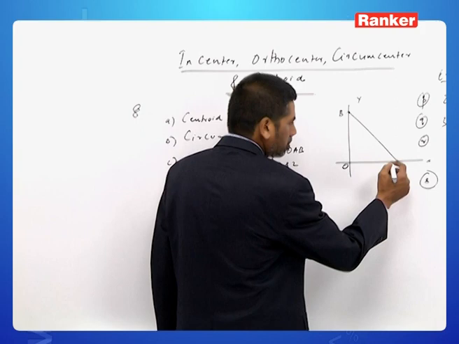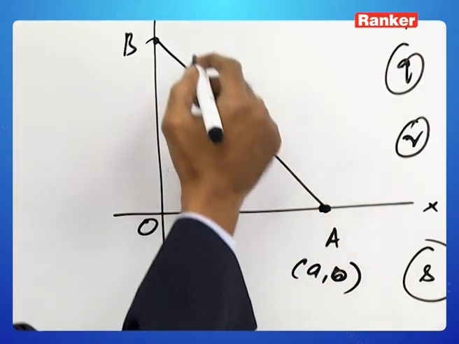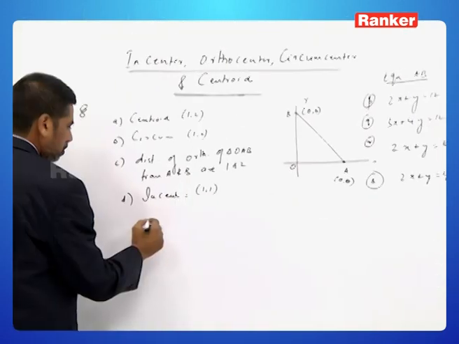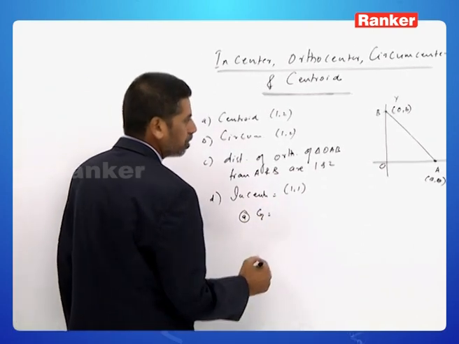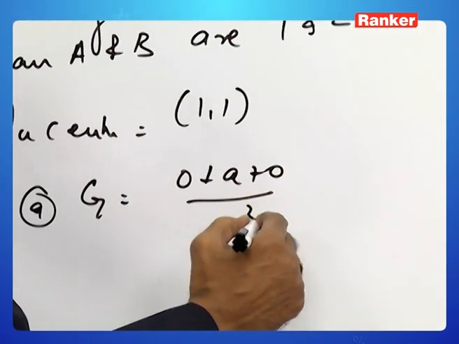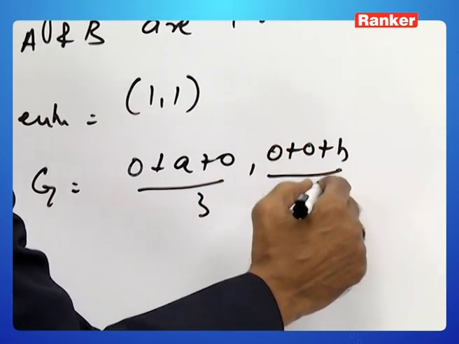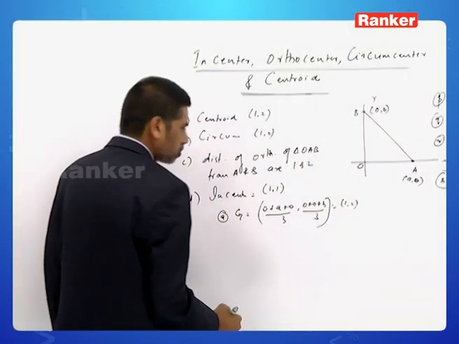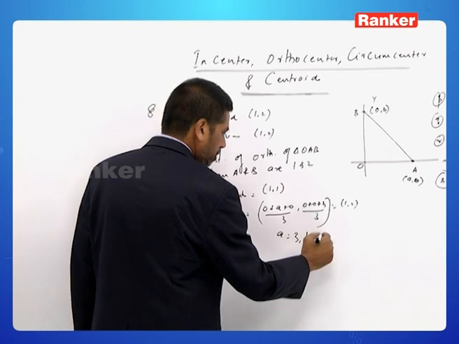So what you do is, you assume for convenience, this is A, 0 and this is 0, B, and compute, I am doing part A first, compute the centroid. The centroid will be (0 plus A plus 0) by 3 and then (0 plus 0 plus B) by 3, and according to the question this is 1 comma 2. So therefore A is equal to 3 and B is equal to 6.